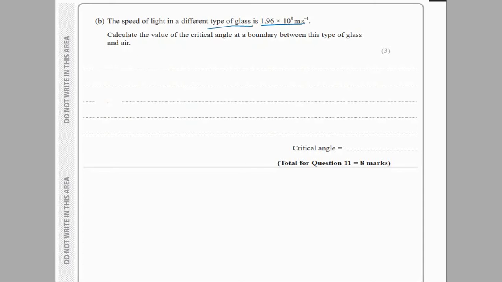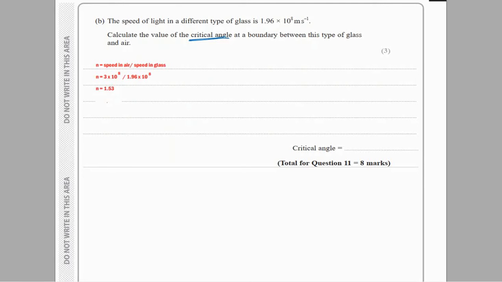So the very first thing we do is speed in air divided by speed in glass, and refractive index is equal to, just divide these two values, and the refractive index is 1.53. Once you have refractive index, then bring in the concept of critical angle.